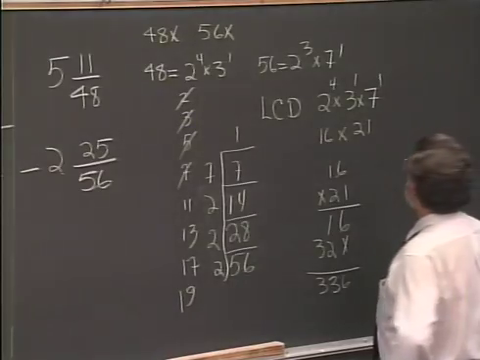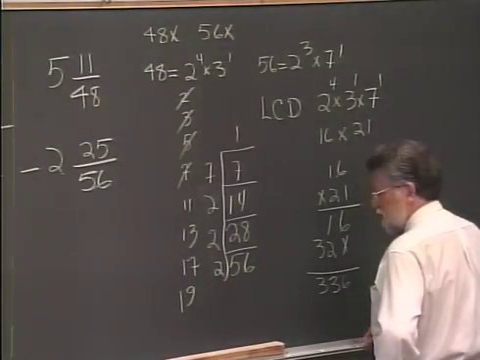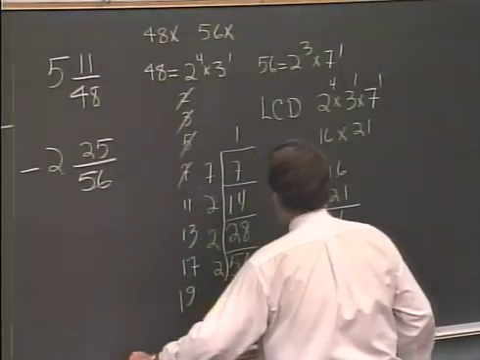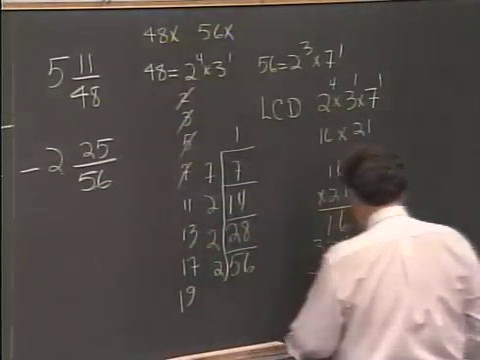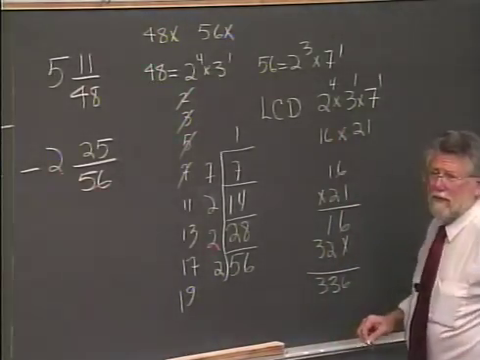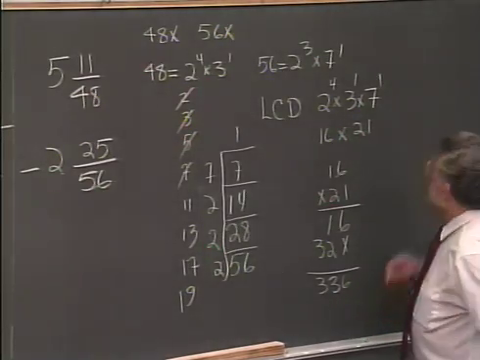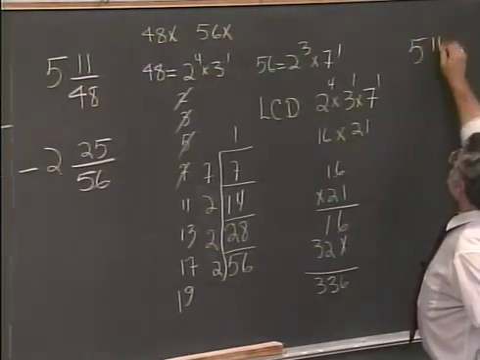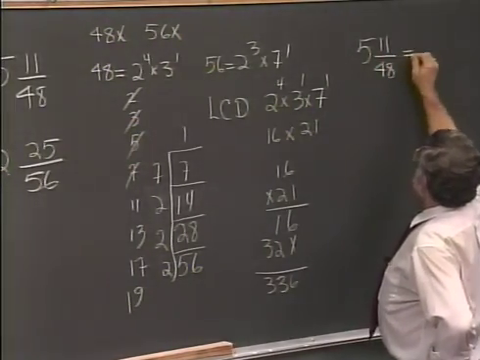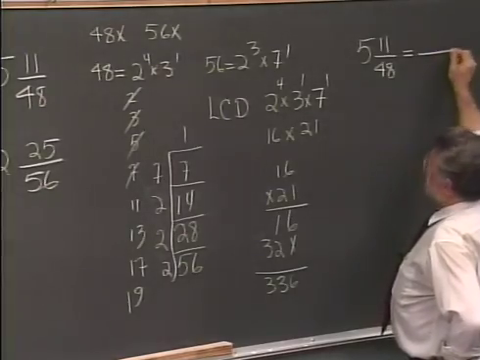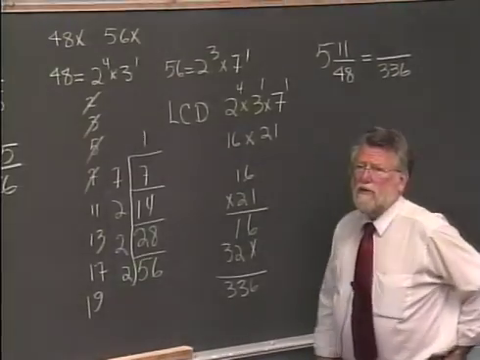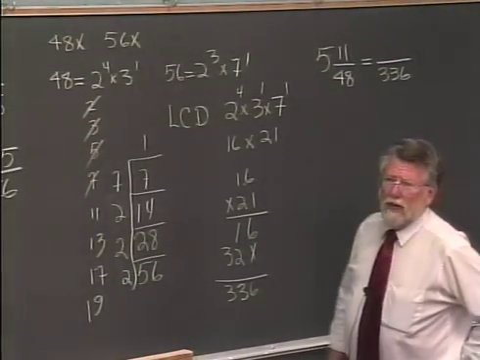Okay, let's see what we've got here. Let's see what we can do. This is getting messy. But we're having fun. That's the important part. I'm having fun. Let's see, I have 5 and 11/48. Agreed? And I'm going to change that to what? Something over 336. Okay, you tell me what I need to multiply by.